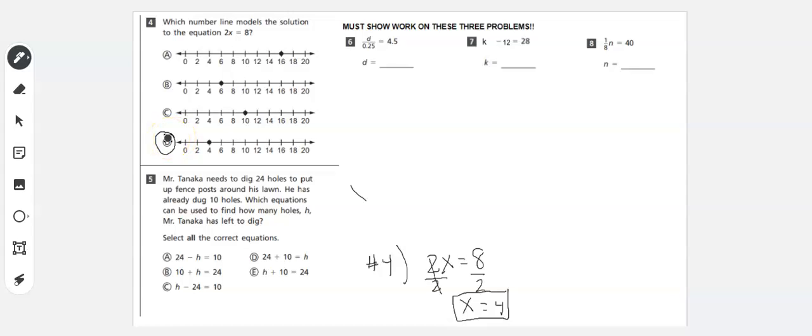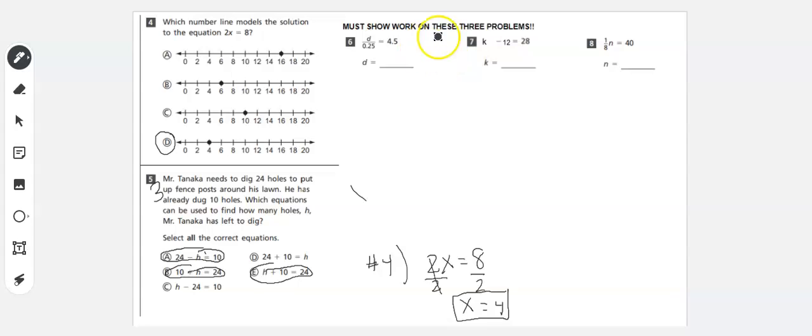Number 5. Mr. Tanaka needs to dig 24 holes to put up fence posts around his lawn. He has already dug 10. Which equation can be used to find how many holes H Mr. Tanaka has left to dig, I'm sorry. We're going to select all, so that means we're doing more than one. We're going to have 3 this time. Those 3 are 24 minus H. I took the total amount, and if I subtract H, I'll get 10. If I do 10 plus H, I should get 24. And then whatever H is plus 10 is 24.